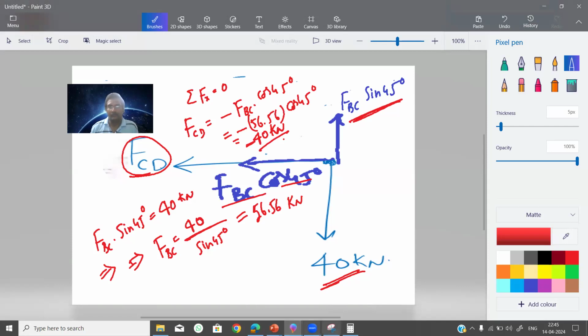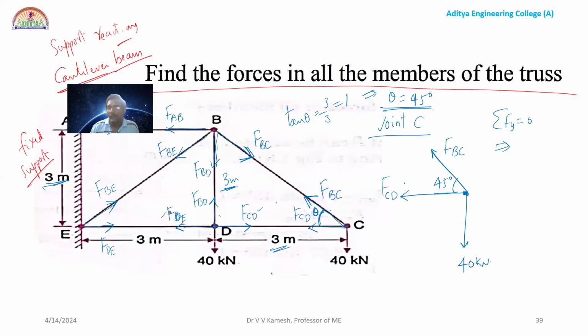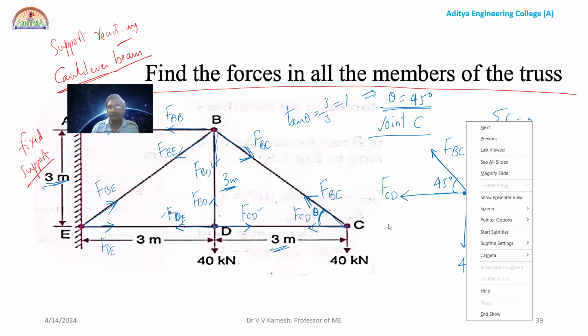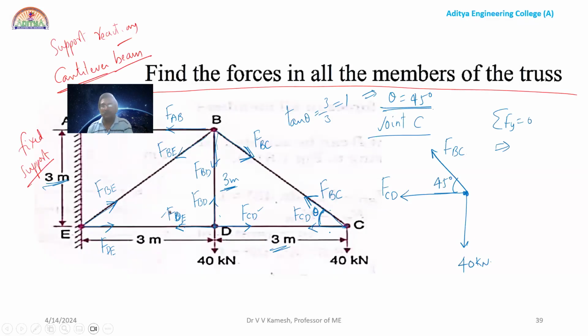Now come to your earlier one. So FCD is minus 40. Earlier I told you clearly, if my assumption is wrong, I will get negative. So here I assumed that FCD will be left hand side. So I got FCD is equal to minus 40 kilonewton. That means FCD will be reverse. So the actual one will be not like this. This will become FCD is equal to 40 kilonewton.